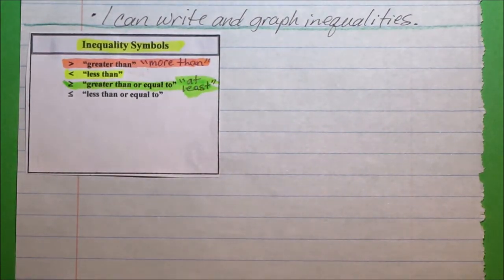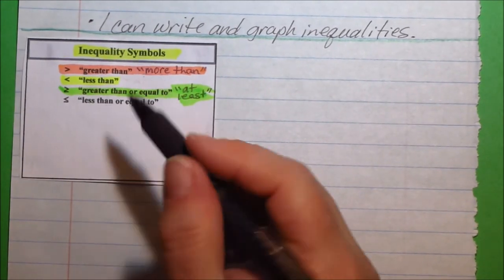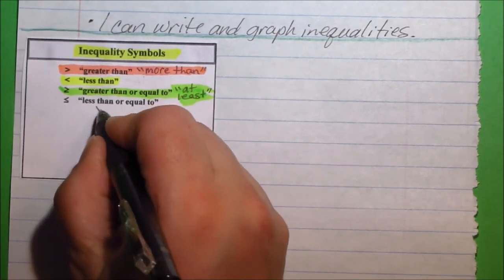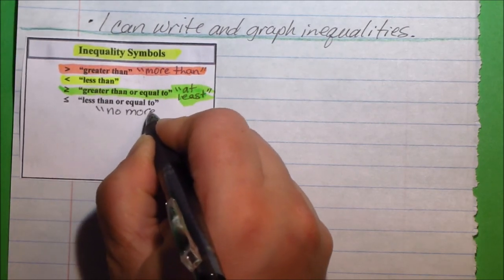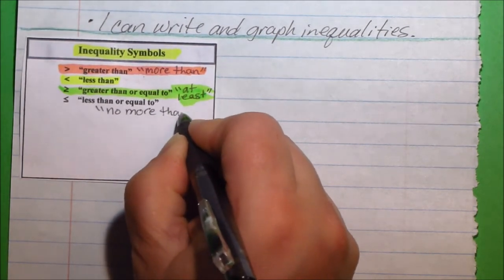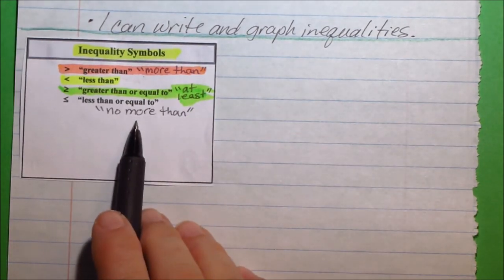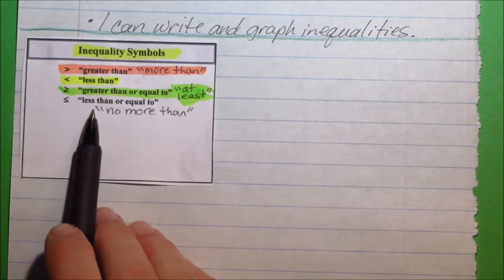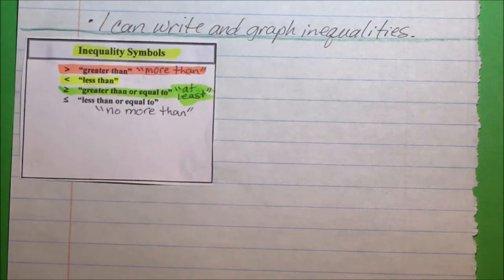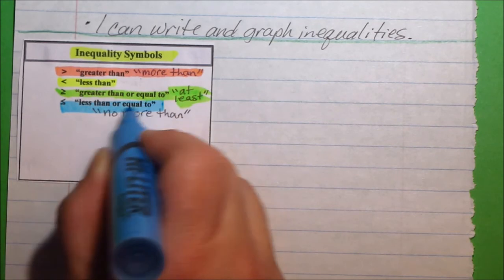All right. Then down here at less than or equal to, you might see no more than. And this is another one that often confuses students because they see that word more and they think greater. But no more than means that it's less than or equal to whatever number we're talking about. And that one I'm going to highlight in blue.